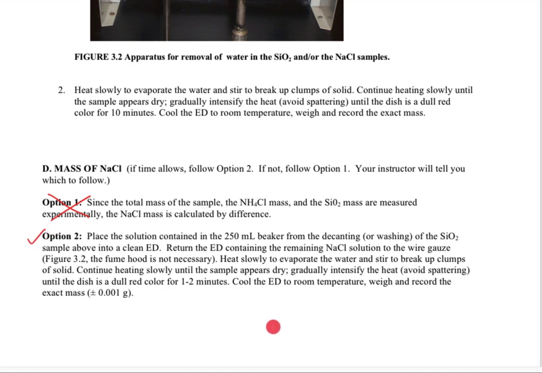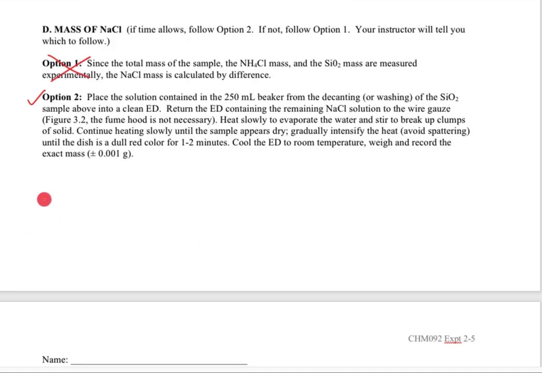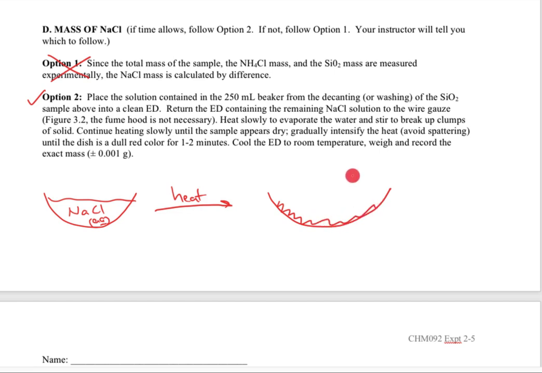Option 2 is what we do. That's your evaporating dish. By the time you get to the end of the experiment, and you'll see it in the video, you'll have an aqueous solution of the sodium chloride in the evaporating dish. You're going to heat it. You heat to dryness. You have the evaporating dish, and then here, this would be solid sodium chloride.